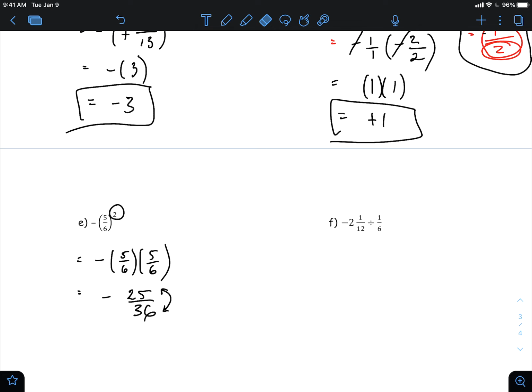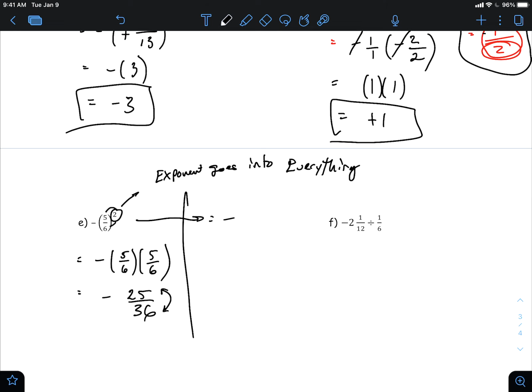Now, as promised, if you ever see something like the squared, another way, maybe a faster way, I don't necessarily know if it's faster or not. The negative is still there. The squared is on the bracket. It doesn't matter what the exponent is. As a general rule, the exponent goes into everything inside the bracket.